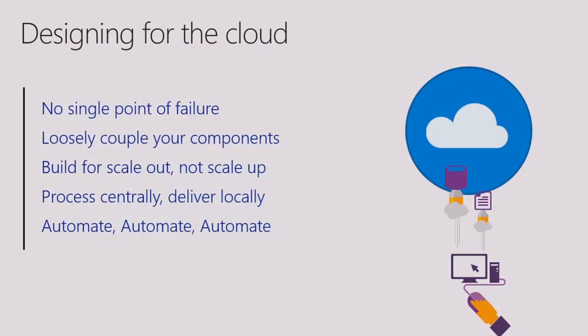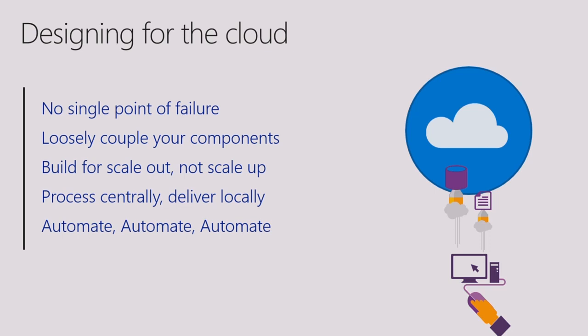All right, so here are some high-level principles to think about when you're designing for the cloud. So first, you want to make sure that you don't have a single point of failure, which can bring down your entire application. So an example of that is having a single instance virtual machine powering your entire application. So a good practice in that case is to make sure you have multiple virtual machines in an availability set, and I'm going to talk more about what that entails.